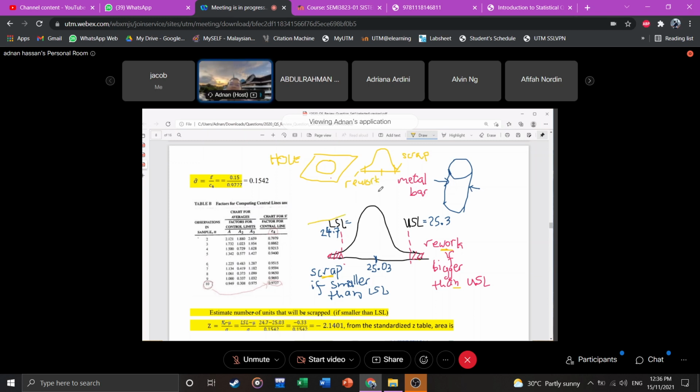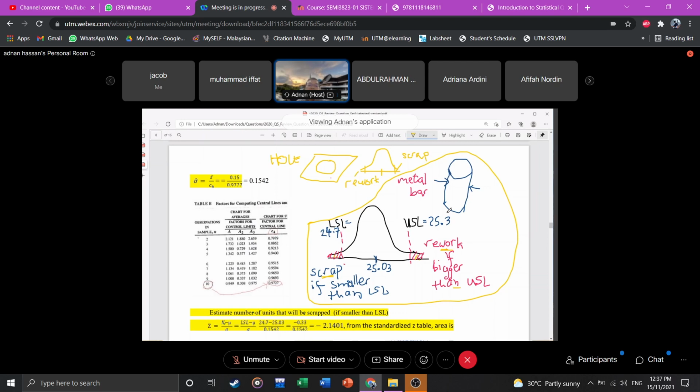But in this case, this is a metal bar. Okay, this is a metal bar where you rework when it is bigger and then you scrap when it's smaller. Is it clear, this one? The concept of rework and scrap.